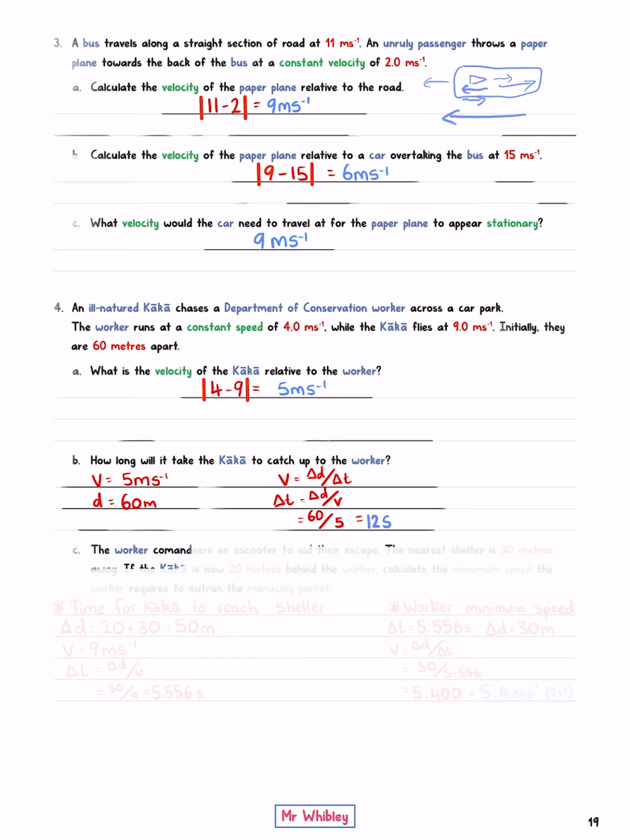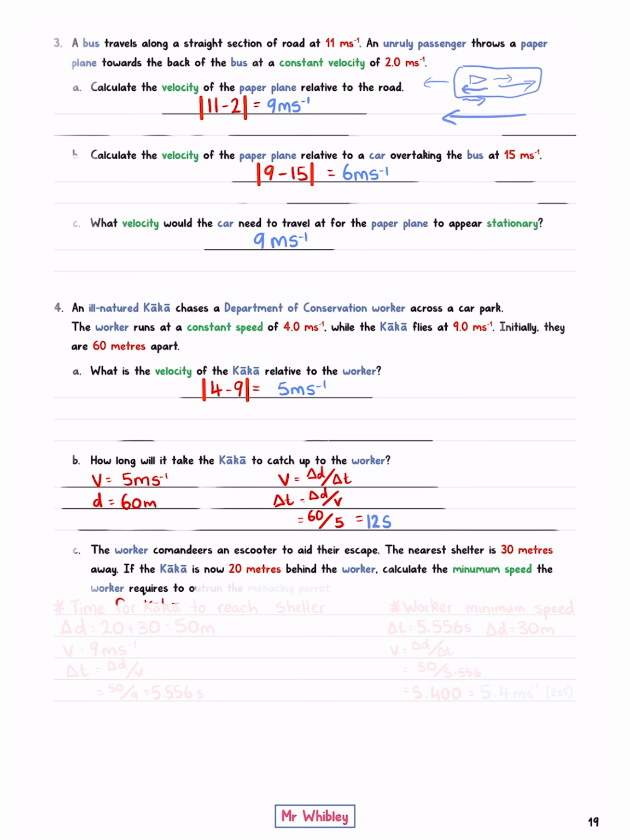The worker commandeers an e-scooter to aid their escape. The nearest shelter is 30 meters away. If the kaka is now 20 meters behind the worker, calculate the minimum speed the worker requires to outrun the menacing parrot. To find the worker's minimum speed, we're going to use our velocity equation here, where we know the distance the worker needs to travel is 30 meters, but we don't know how much time he has. To find that, we need to find the time for the kaka to reach the shelter.